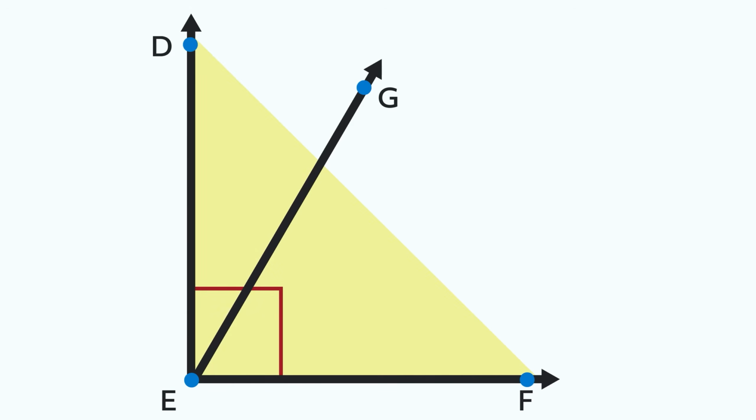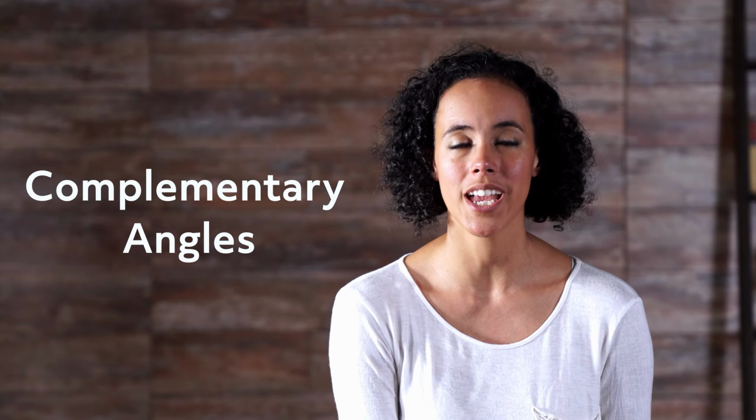Angle DEF is a right angle. We can see that angle DEG and angle GEF together completely fill angle DEF, which means they add up to 90 degrees. So if we know one of the two angles, we can find the other one by subtracting its measure from 90 degrees. For instance, if angle DEG is 30 degrees, then we know that angle GEF is 60 degrees, because 90 degrees minus 30 degrees equals 60 degrees. Angles that add up to 90 degrees are called complementary angles.